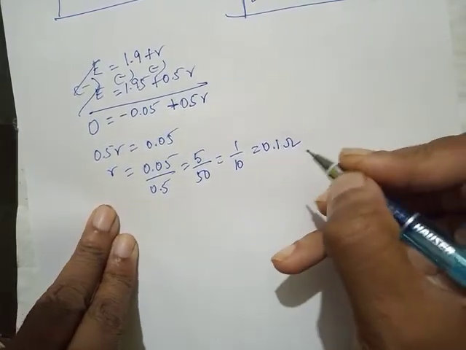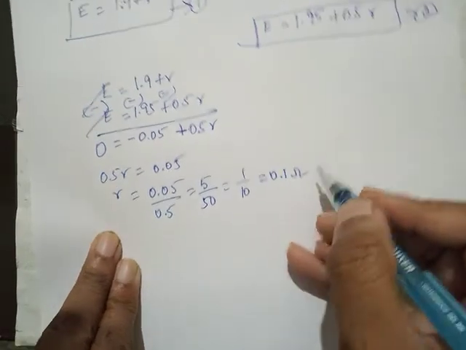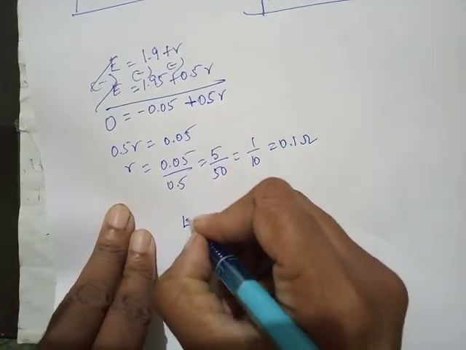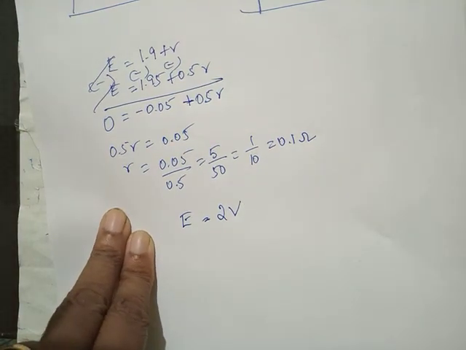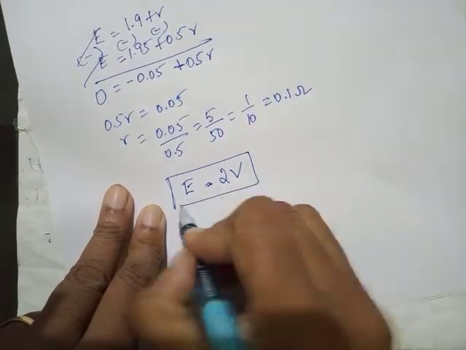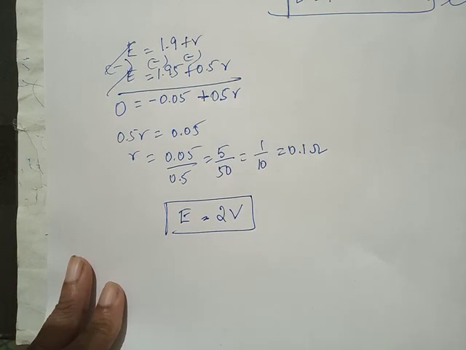0.1 ohm. So then put this value in any one of the equations, then you will get the value of EMF as 2 volts. Value of EMF will be 2 volts. So this is how the fifth question has to be solved.